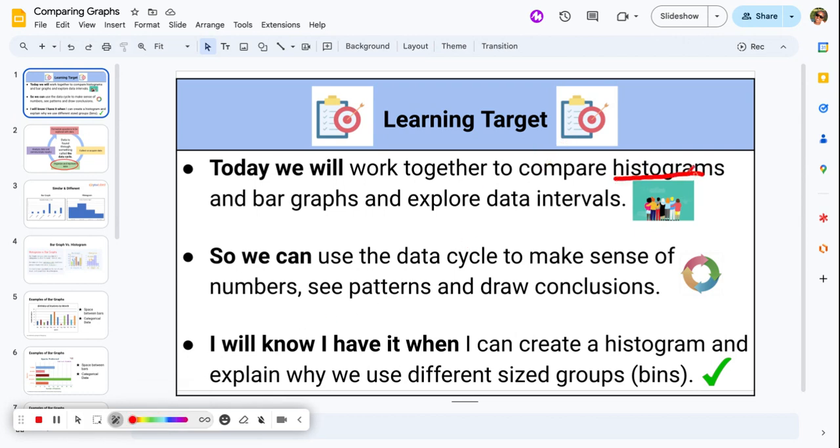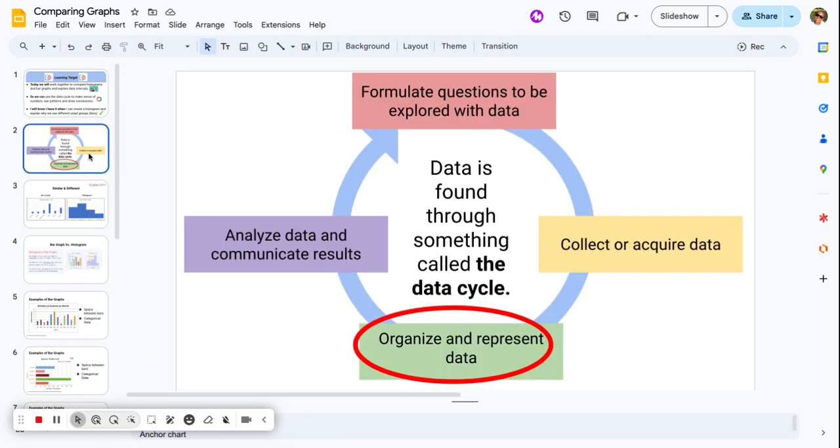So, we're going to be looking at histograms and bar graphs and explore data intervals so we can use the data cycle to make sense of numbers, see patterns, and draw conclusions. I will know I have it when I can create a histogram and explain why we use different sized groups. Today, our primary purpose, as we were talking about, in the data cycle, is to look at how data is organized and represented.